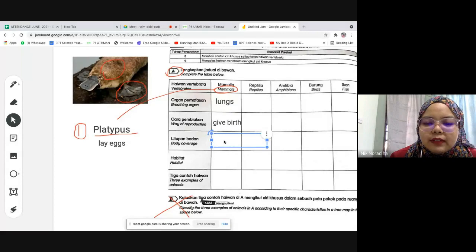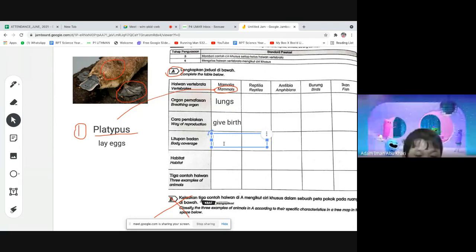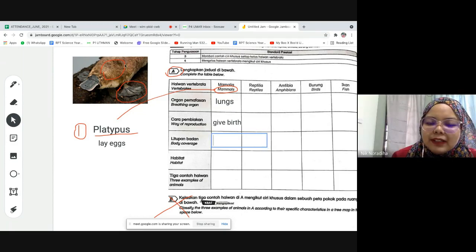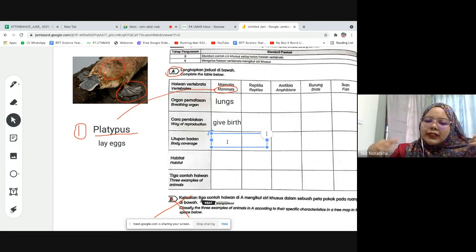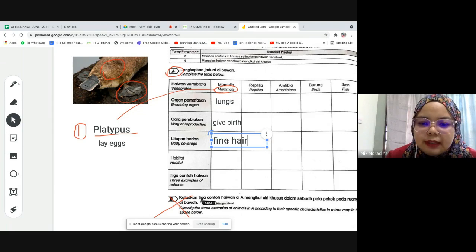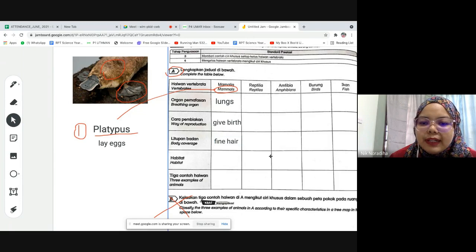Adam Iman, what is the body coverage for mammals? Not only platypus, all mammals. What their body is covered with? Fine hair. Fine hair, correct. Well done, Adam Iman. So for mammals, their body is covered in fine hair, right?